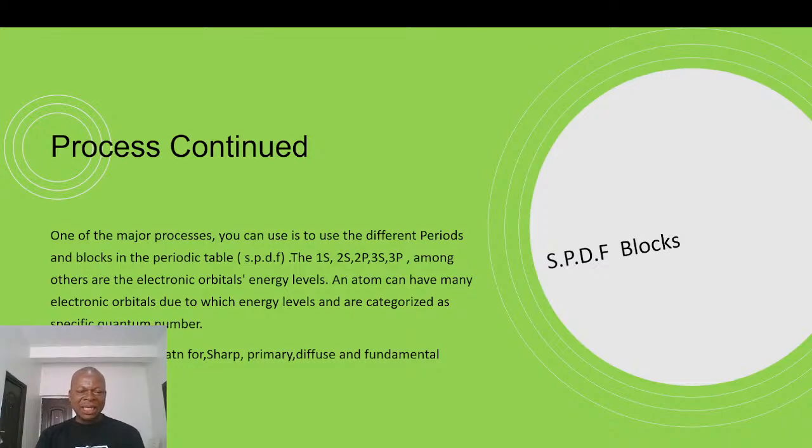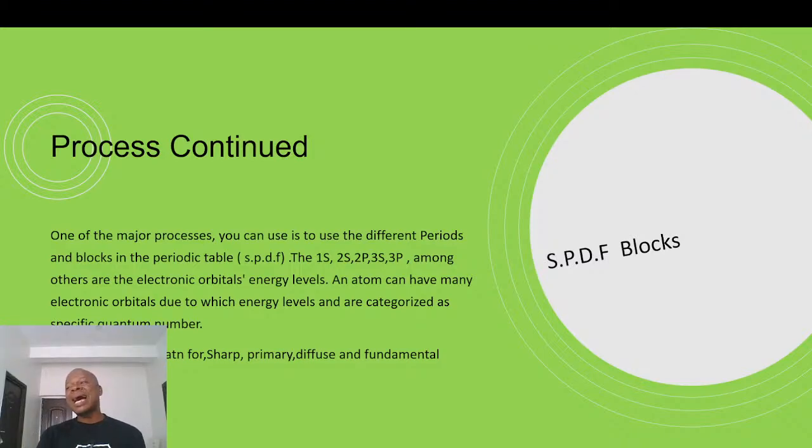Then I gave you an example, like 1s, 2s, 2p, 3s, 3p, among others. These are electronic orbital energy levels. Listen, I want you to understand that an atom has as many electronic orbitals, which can be categorized by energy level according to their specific quantum numbers.